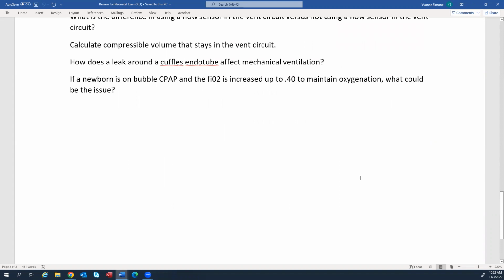If a newborn is on bubble CPAP and the FiO2 is increased up to 0.40 to maintain oxygenation, what could be the issue? So when you're using 40% or more oxygen on a newborn, there's a good chance that a lot of their alveoli have collapsed, probably because their surfactant isn't mature enough and it's not keeping the alveoli open. So that's a clue. If you're using increased FiO2s, surfactant therapy needs to be delivered.